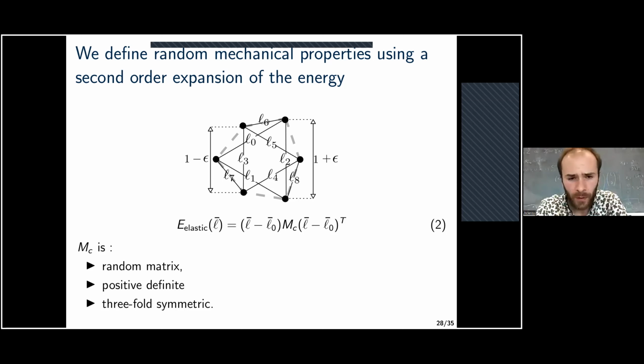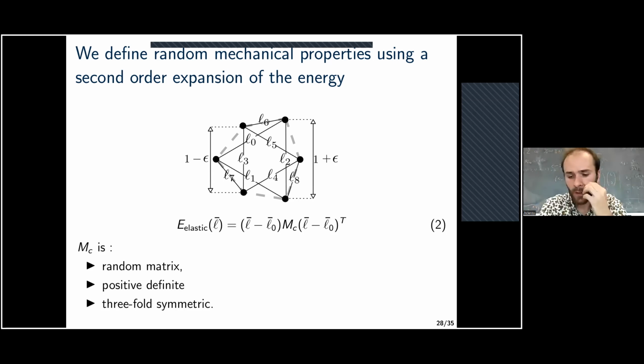So that's how we create our elastic energy, and then what we do is we create the same type of aggregate that we did before and try to see if finite size aggregation emerges the same way as before.